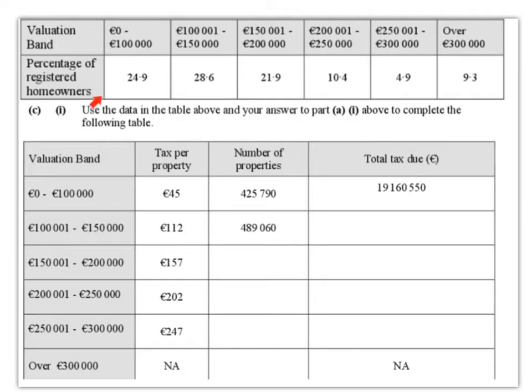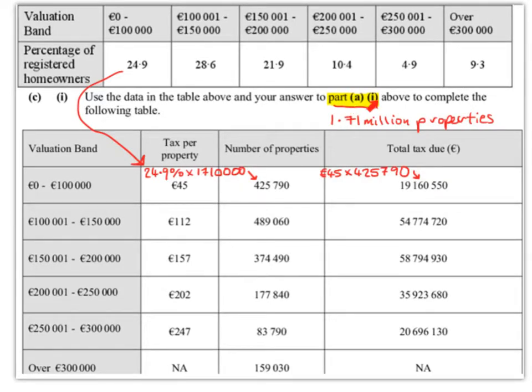C part 1. Use the data in the table above and your answer to A1 above to complete the following table. So here we have the table. So we've got the valuation bands as the first column, the tax per property, so the amount in euro, the number of properties, and then the total tax due. So we need to fill in the blanks. So in A part 1 we got 1.71 million properties. This was our estimation.